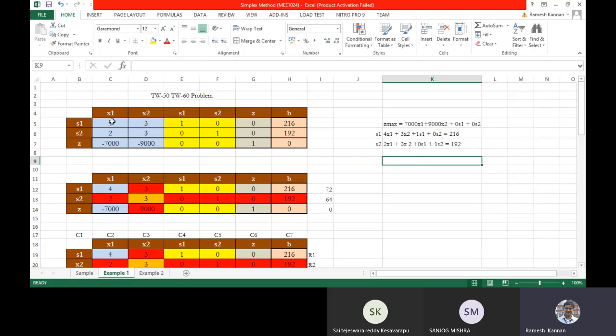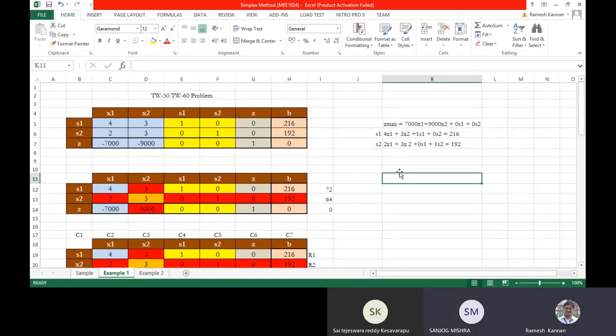Then the coefficients of x1, x2, s1, s2 in the first equation are 4, 3, 1, 0, and for the second equation they are 2, 3, 0, 1. And for the objective function, I told you we should put minus C1 and minus C2. So 7000 becomes minus 7000, 9000 becomes minus 9000, and the others are 0 and 0. For Z, it is 1, B initially you put 0, and the right-hand side is 216 for this and 192 for this. Are you able to understand this?